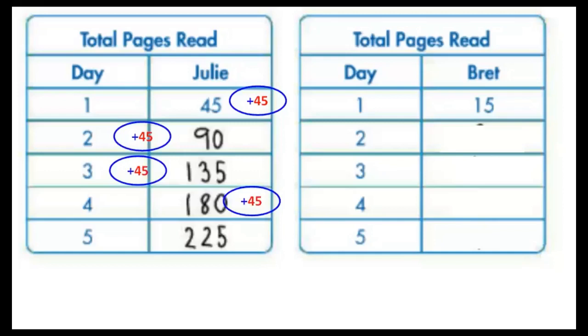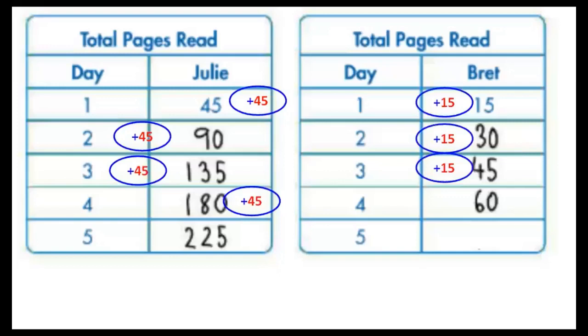Okay. What about the brother here? The brother is called Bert. Bert read on the first day 15 pages, and also it's a constant amount he is going to add each day. So the next day he will read 15 plus 15 to get, yes, 30, plus 15 to get 45, plus 15, 60, plus 15, sure, 75. So this is how to fill the table according to the rule.